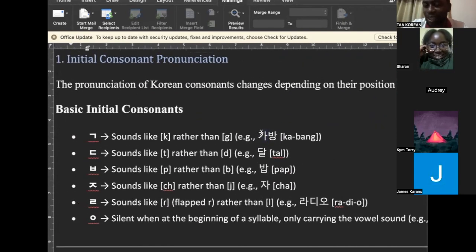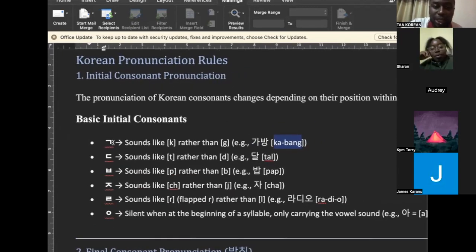It's spelled with a G. Every instructor in Korean will tell you this is the G sound. And then when you come here, you're tempted to say gabang. But I'm telling you, it's actually kabang with a K. Why is that? It's because when this G is in the initial consonant position, it takes on the more emphasized sound. So here we will pronounce it as kabang, not with a G.